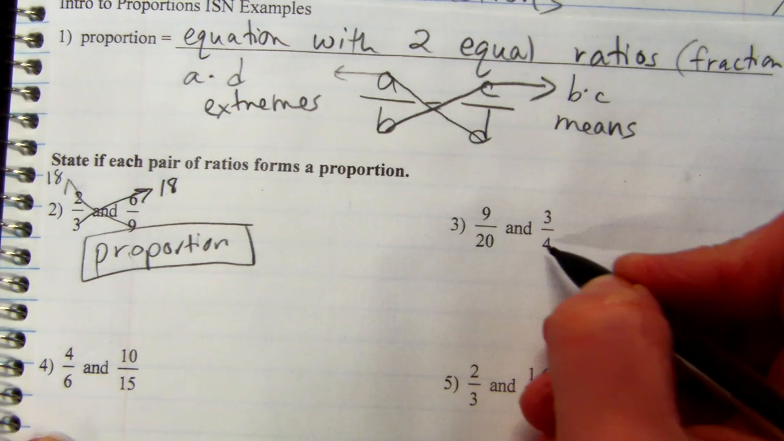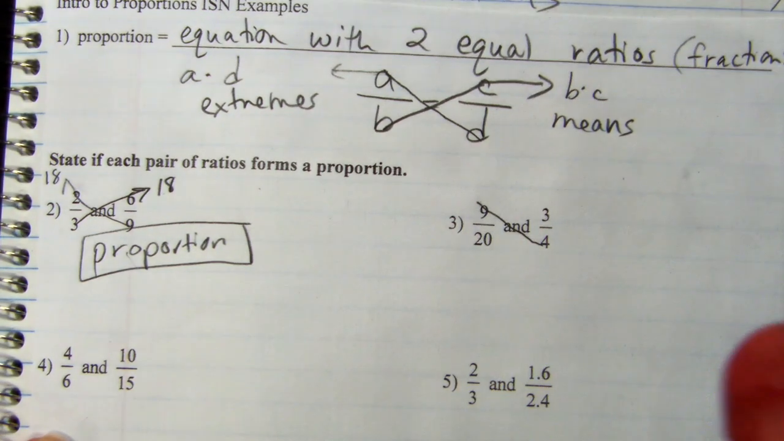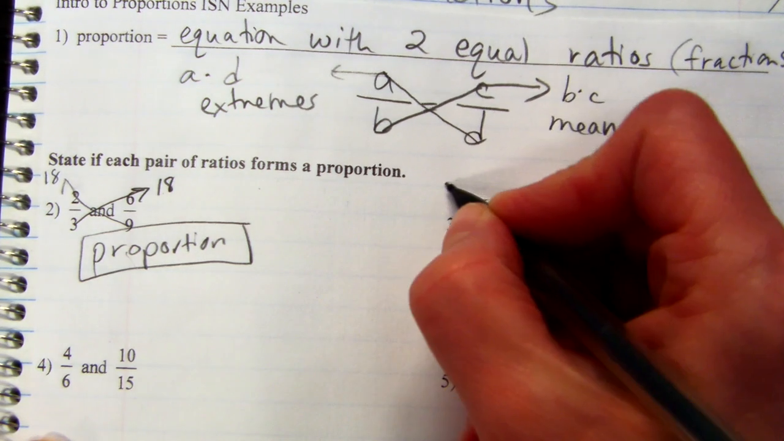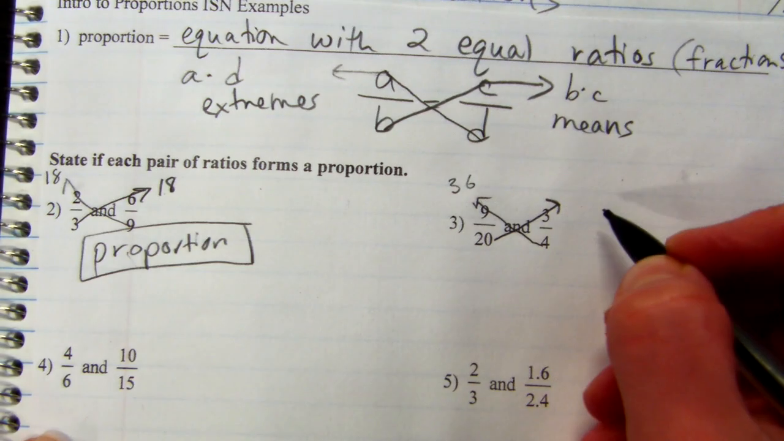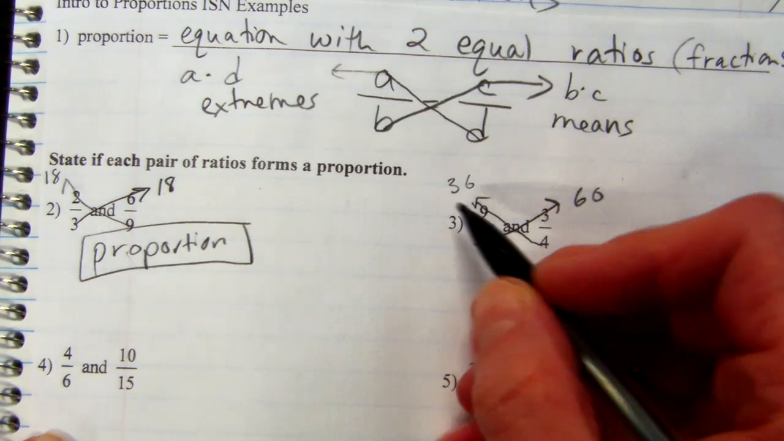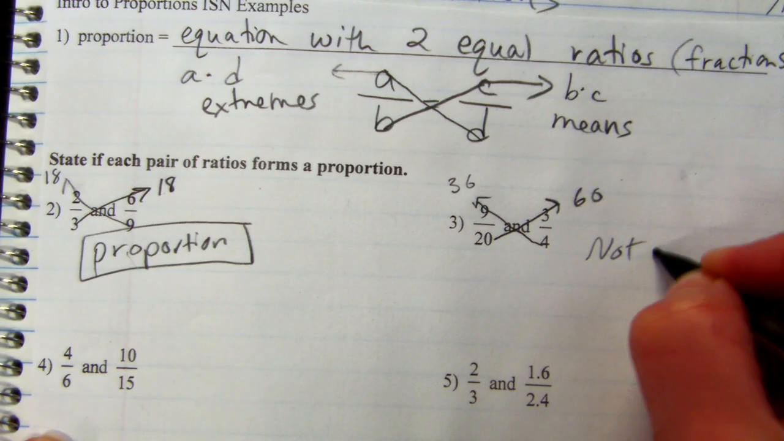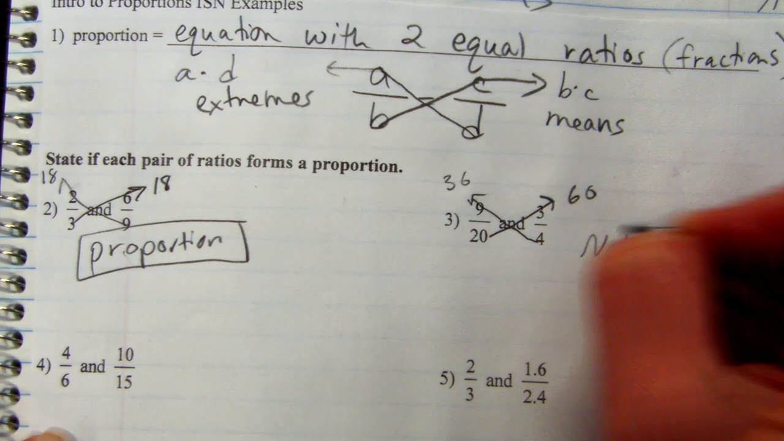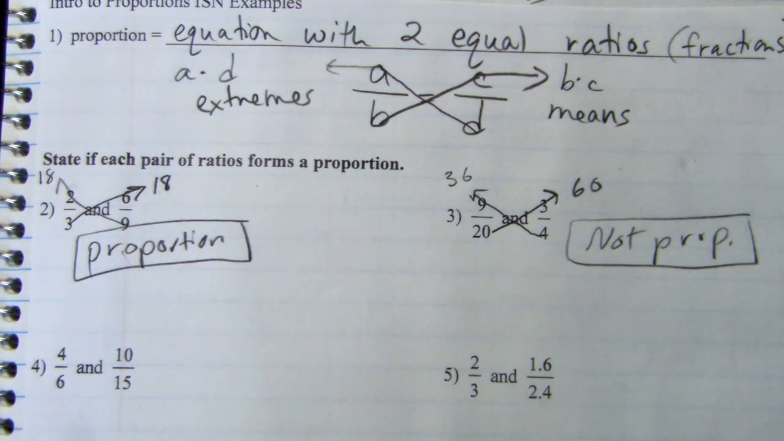So if I do this one, I'm going to have 4 times 9. What is 4 times 9? 36. And then I'm going to take 20 times 3. 60. So is that one a proportion? No. So that one is not a proportion. So I'm going to put not prop and abbreviate. Can we just put no? No and yes. It depends on how they ask the question, but the way this one is worded, I think that would be fine. Get a pencil with a little more lead.